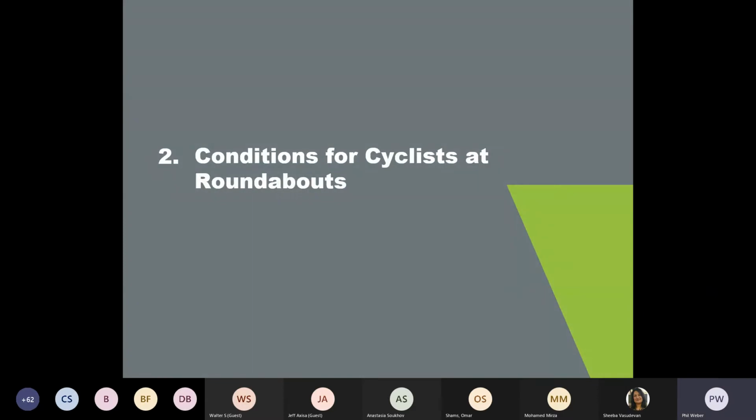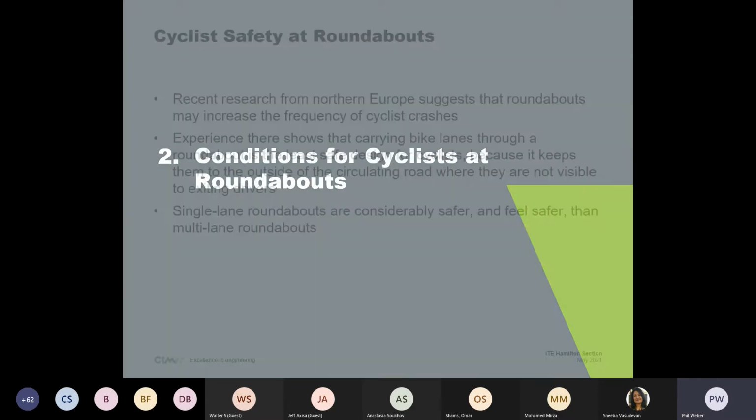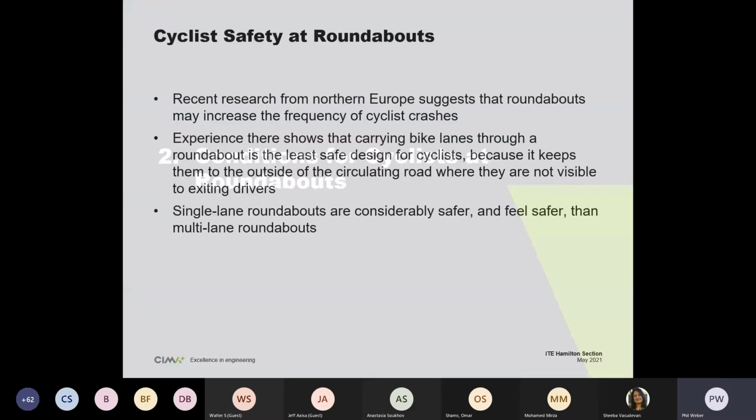So, conditions for cyclists at roundabouts. Recent research from Northern Europe suggests that roundabouts may actively increase the frequency of cyclist crashes. This is a bit of a departure from earlier research, which suggests that roundabouts may actually be helpful for cyclists. So this is some interesting new findings.